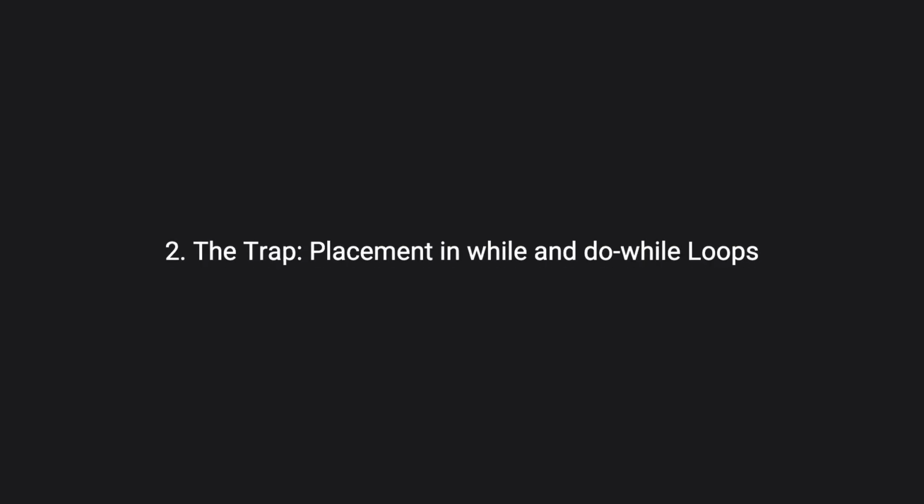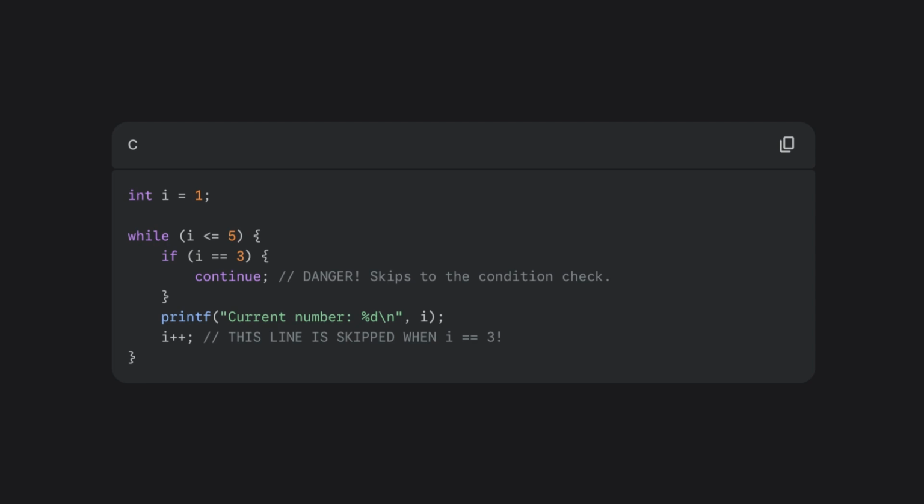Second, the trap: placement in while and do-while loops. The placement of continue inside a while or do-while loop is extremely dangerous if you forget one thing: the update step. Remember that while and do-while loops require you to manually put the counter update, i++, inside the loop block.